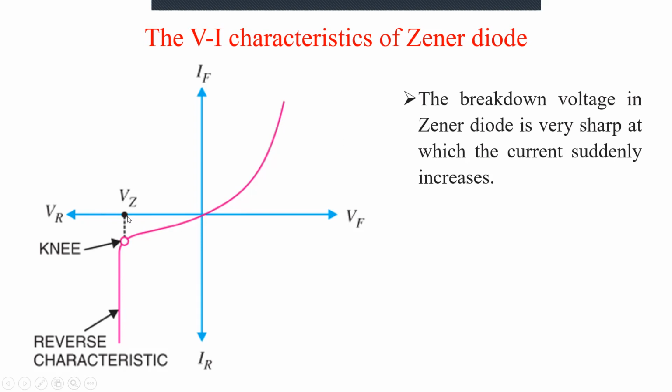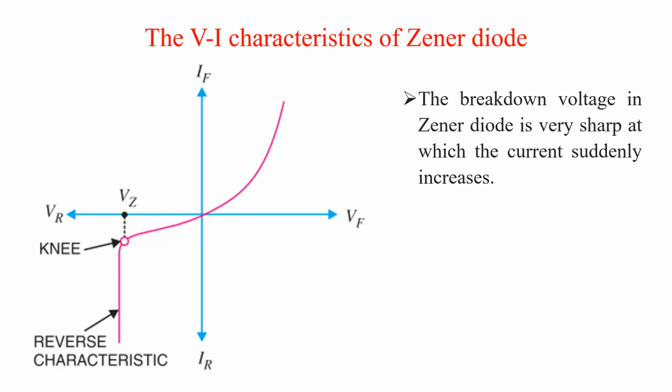So this voltage at which there is a sharp increase in the current is called the Zener voltage. Even if you increase the voltage beyond this Vz, there will not be any change in the voltage across the Zener diode, but there is an increase in the current. A very small change in voltage is going to increase the current without any change in the voltage.